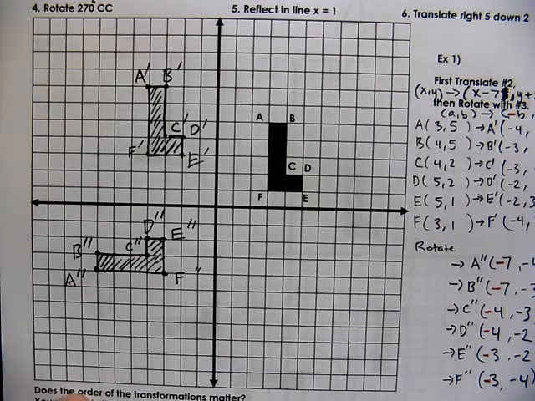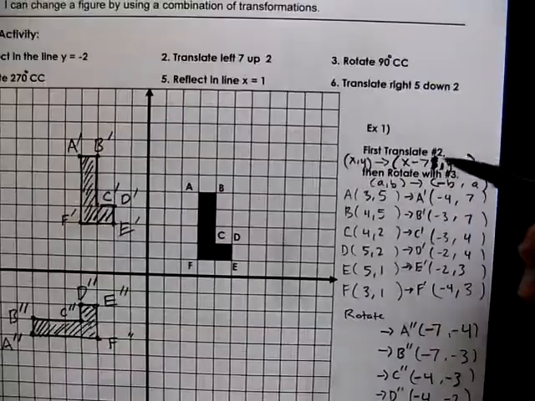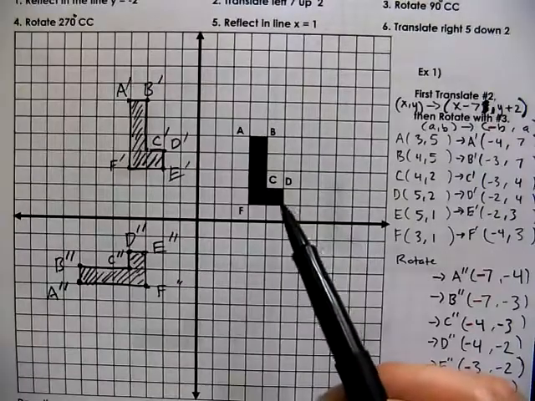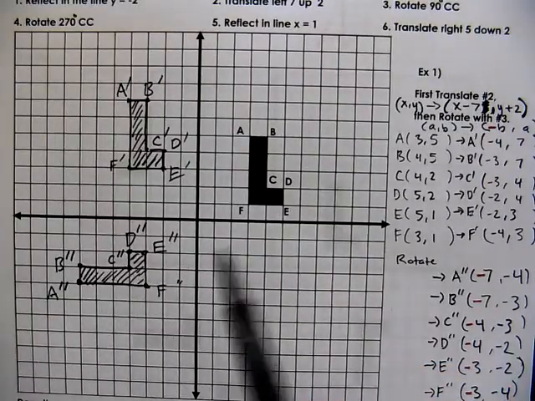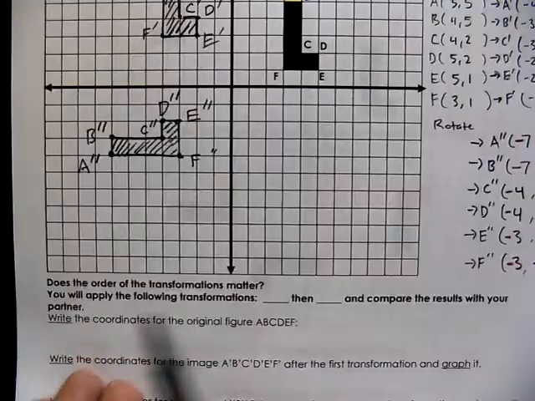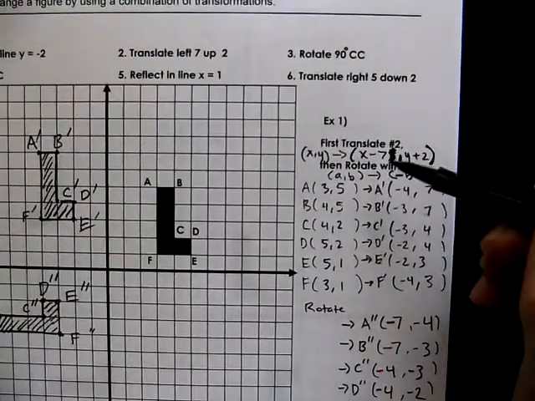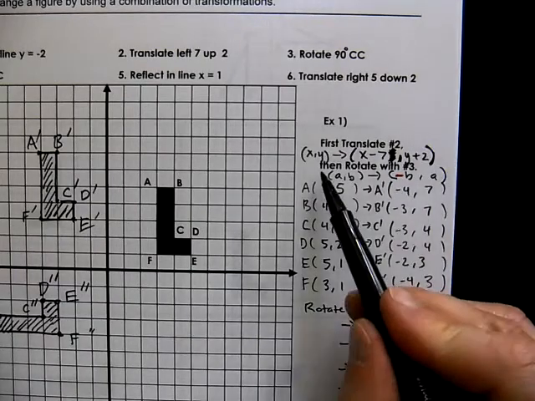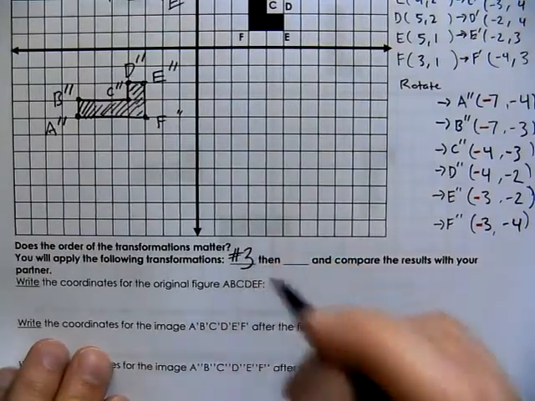If you take these exact same two transformations, but you did them in the opposite order, would our pre-image still end up in the same location? And that's what I want you to try down here. Does the order of the transformations matter? So I want you to use the exact same two that we just did, but now switch them around, go in the opposite direction. So you're going to first start off by rotation with option 3.